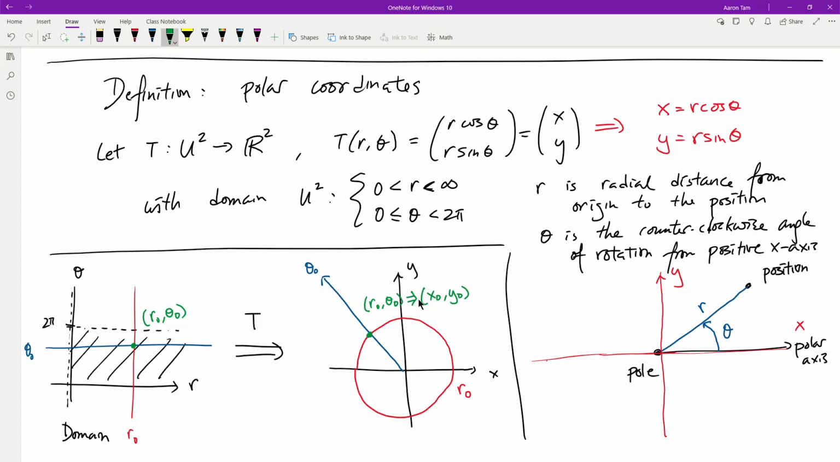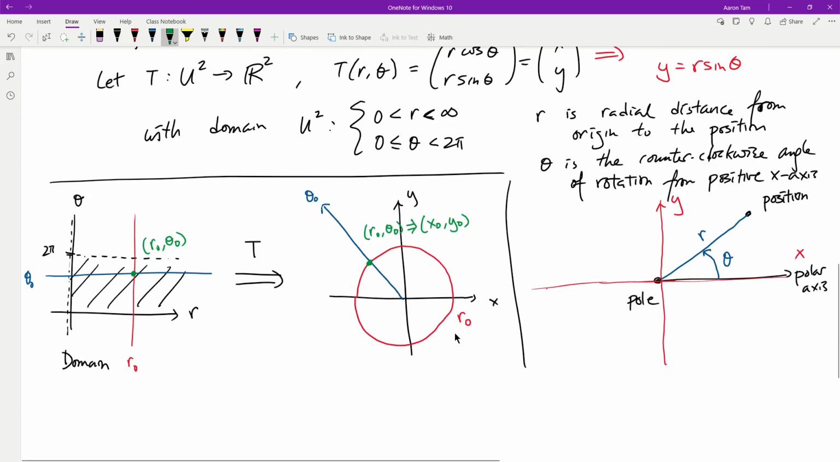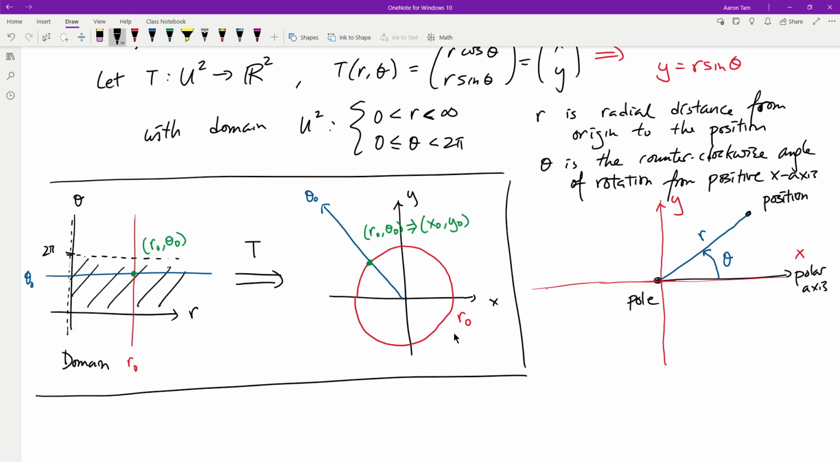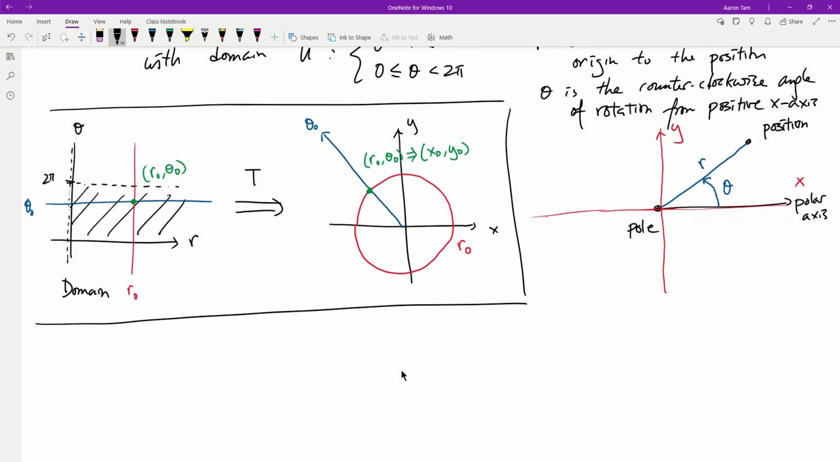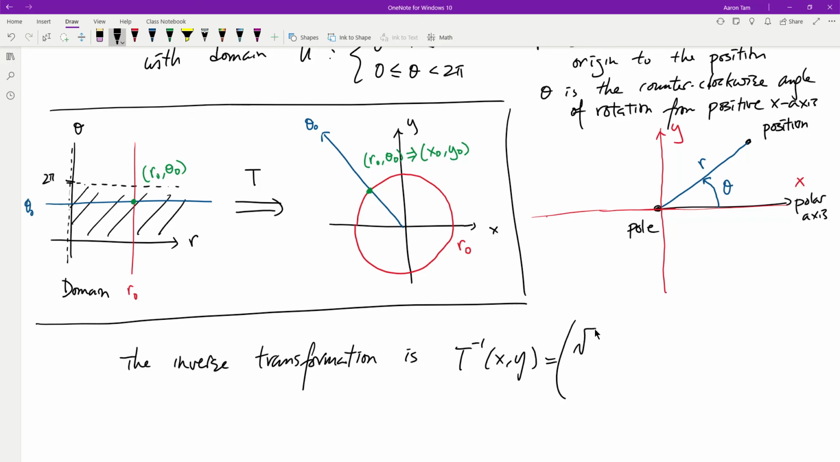The interesting thing that students often get confused about is that in the r theta plane you have straight lines, but those straight lines turn into curves in the xy coordinate system. Now, the last thing I want to show you is the inverse transformation, called T inverse. It is an inverse function such that when you plug in x and y, you can construct r and theta from it.